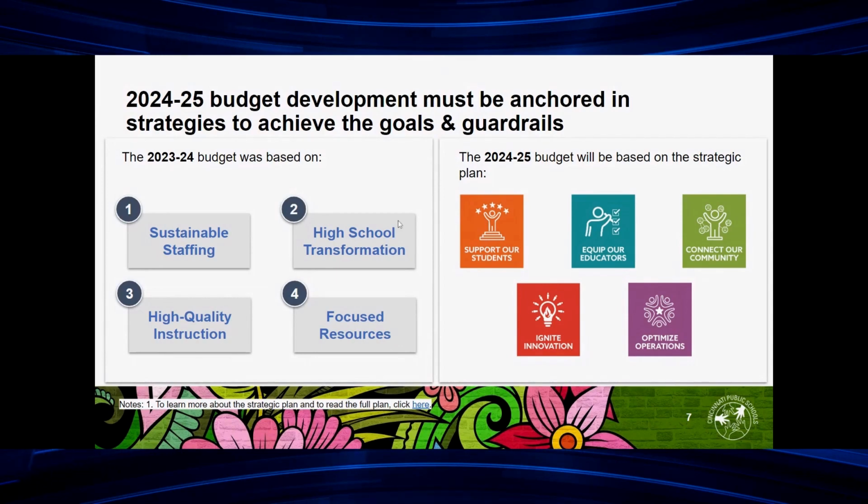But as we go through today's budget conversation, and as we go through the next 6 to 7 months of budget development, thinking through the investments we can make to better support our students, equip our educators, connect our community, ignite innovation, and optimize operations is how we want to weigh these decisions and these choices.